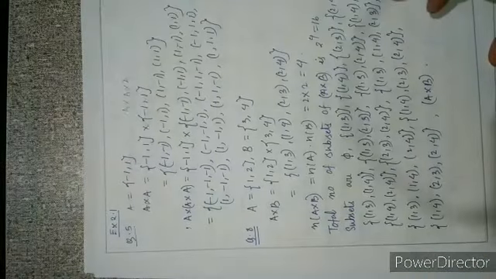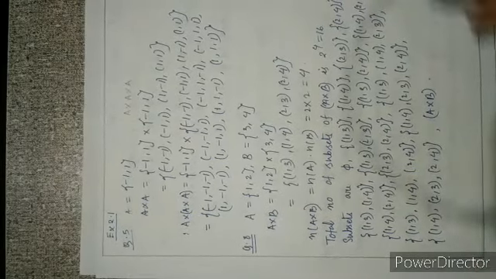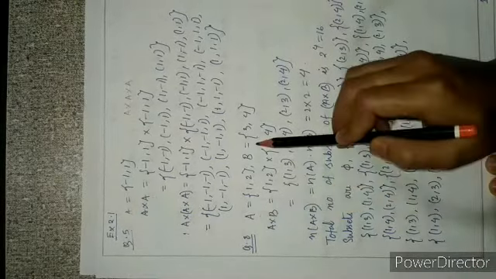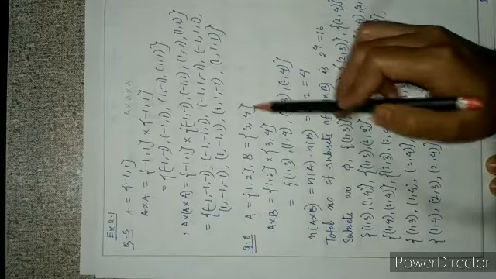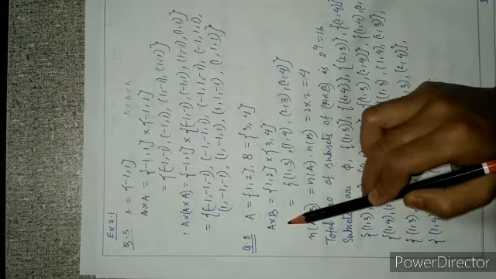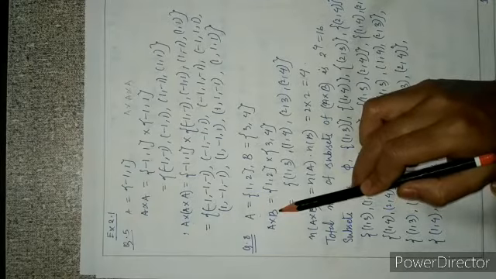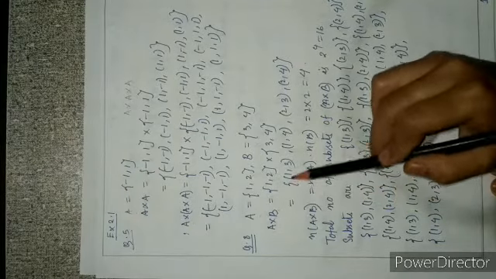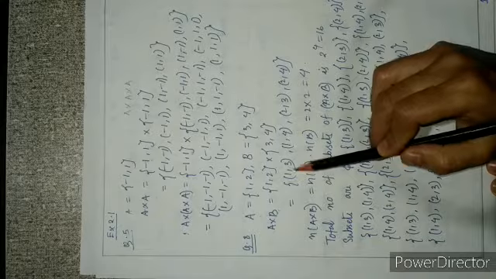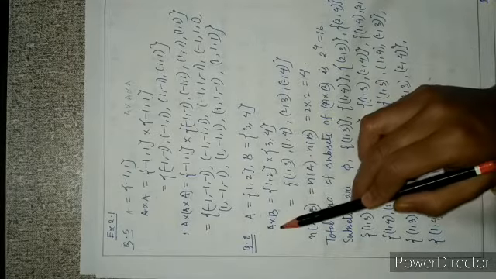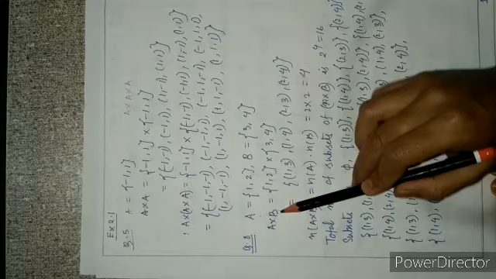Question number 8. First write set A and set B. The elements are 1, 2 and 3, 4. Then write A cross B. A cross B means the Cartesian product of two sets. The Cartesian product of two sets is the set of all the pairs from set A and set B.